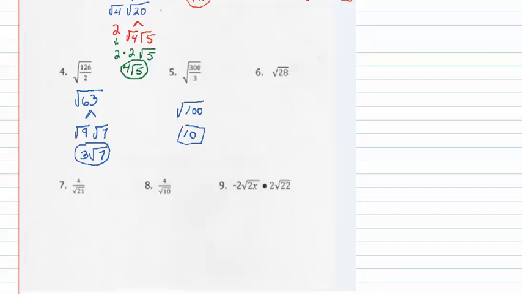Number 6. Okay, can I simplify this in any way? No, but I can break it down into a perfect square. I know that 7 and 4 makes 28. I know that 4 is a perfect square. And 7. What's the square root of 4? 2 radical 7. And that's my answer for number 6.